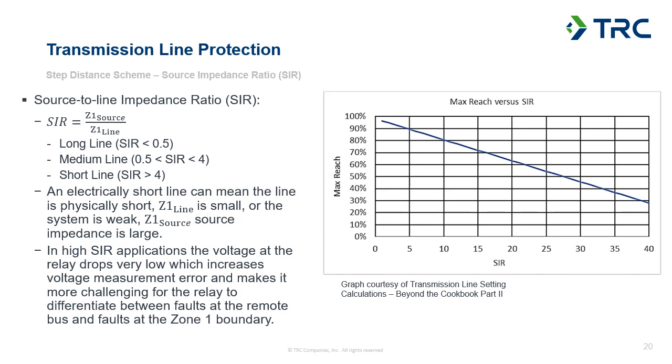So I've got a table here. It's from a Schweitzer technical paper that's a great reference, but it gives a graph here of an idea of where you may want to consider setting your zone one margin based on different calculated source impedance ratios. So this is one of the things we definitely want to look at when we're doing transmission line applications, so that we understand the system a little bit more and can get in front of some of these challenges with high source impedance ratio applications.